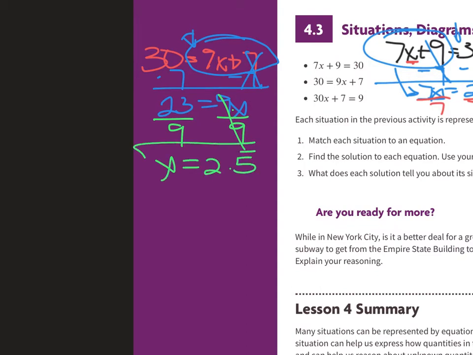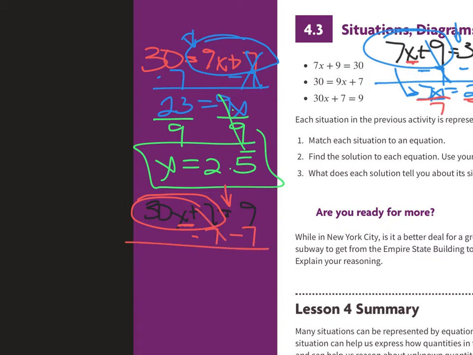Okay? And then the last one, number 3, we have 30x plus 7 equals 9. So here's the equal sign. Here's my x, so I care about this side over here. The first number I get rid of is the 7 because it's not next to the x. To get rid of a plus, I minus 7. So 30x equals 2. And then 30x means 30 times x, so to get rid of times, we divide by 30.